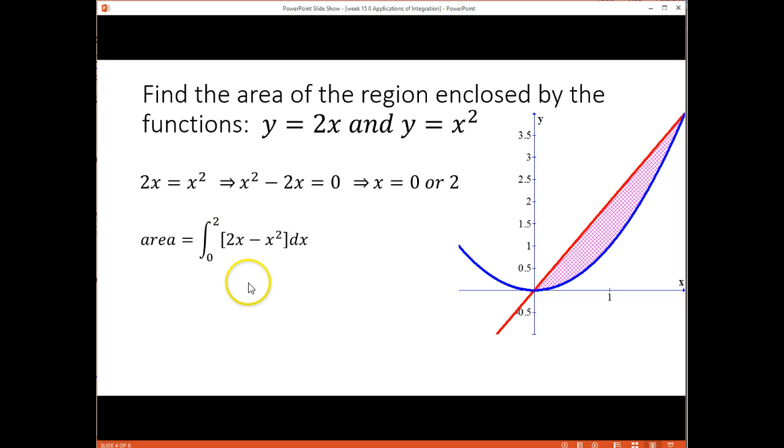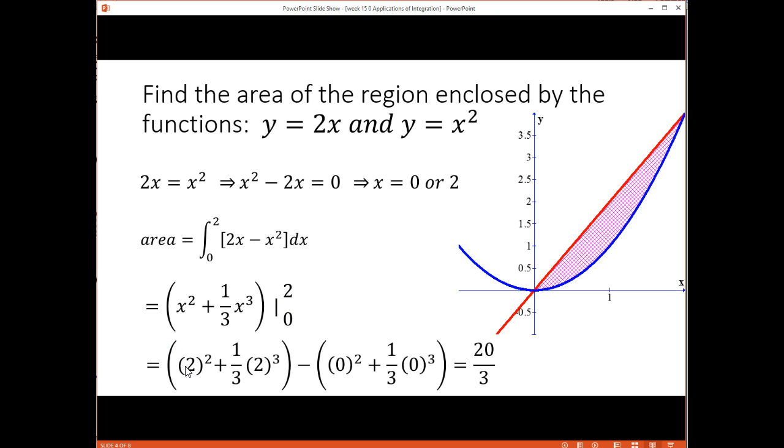Again, we already did this in the previous slide. This is simply x squared minus 1/3 x cubed. And again, we're going to evaluate this from 0 to 2. So plugging in the 2, we get 4 plus 8/3 minus 0. So 4 is the same as 12/3, and 12/3 plus 8/3 is 20/3.